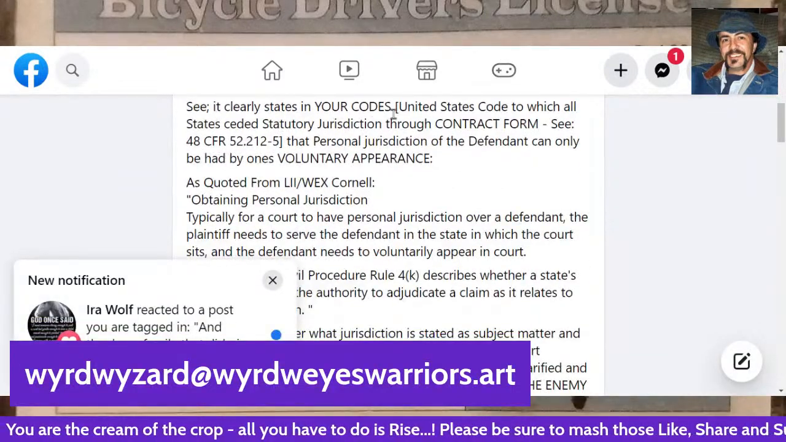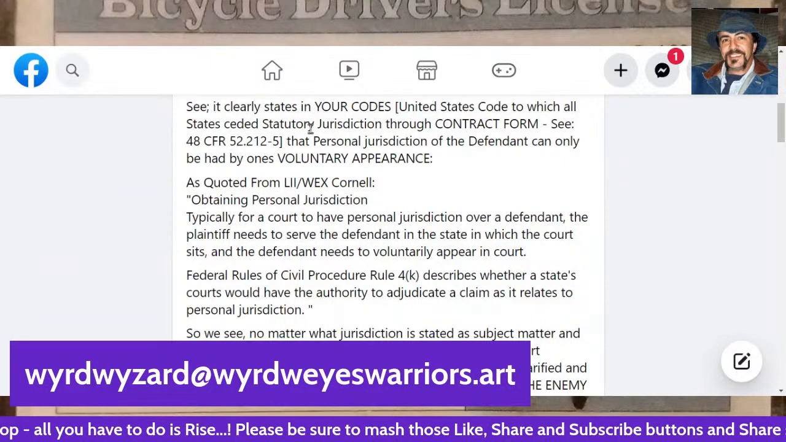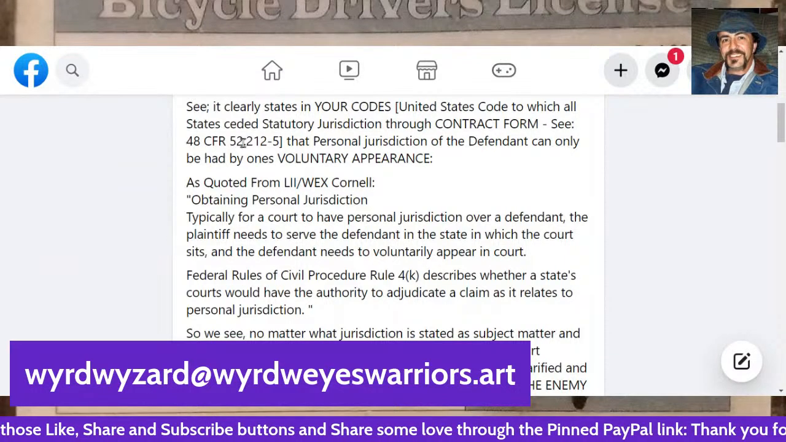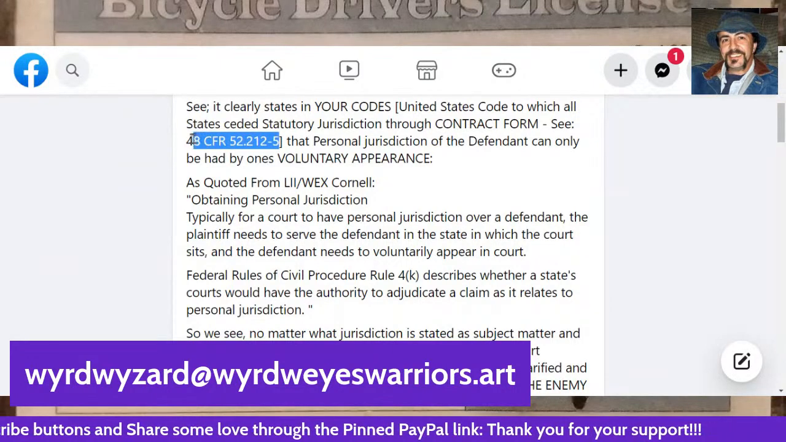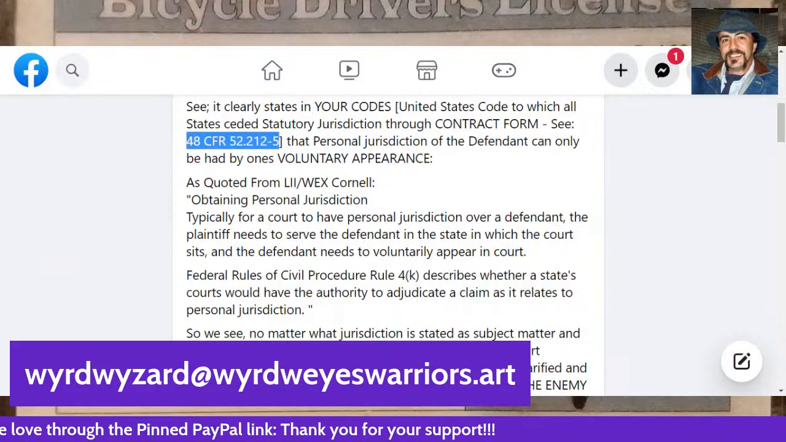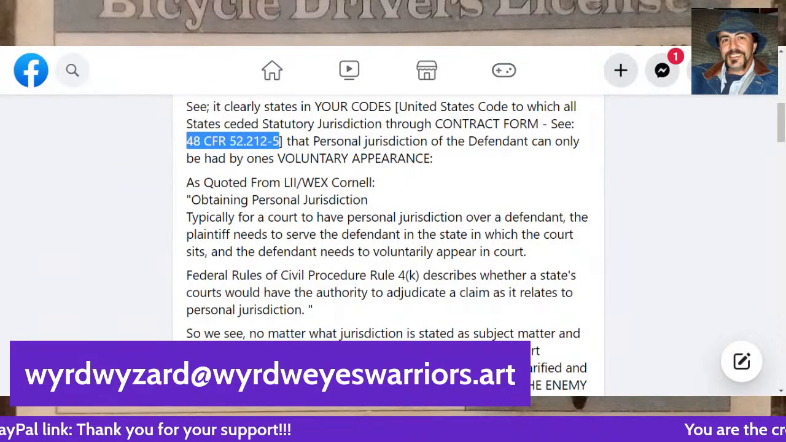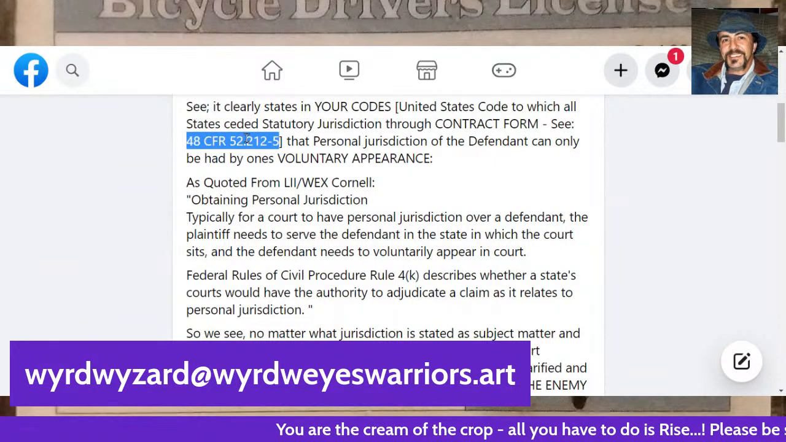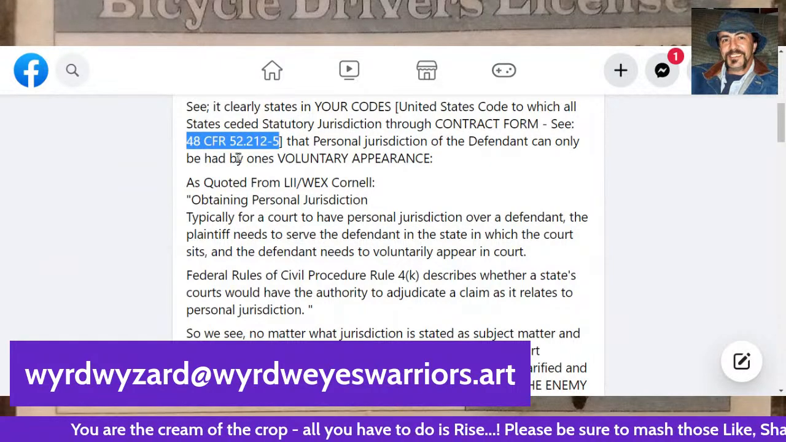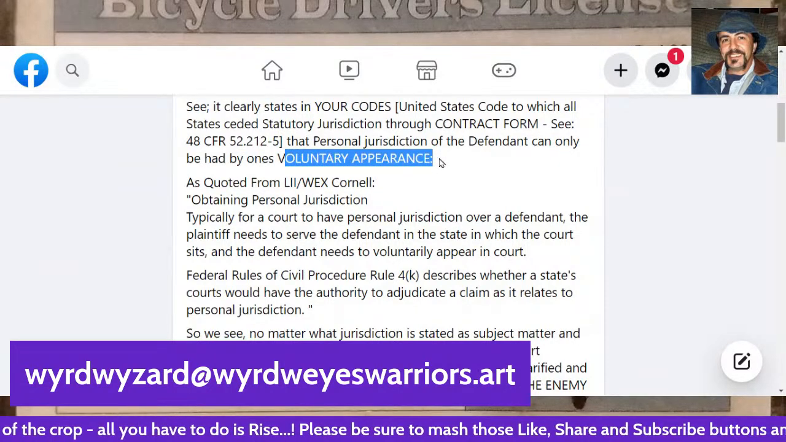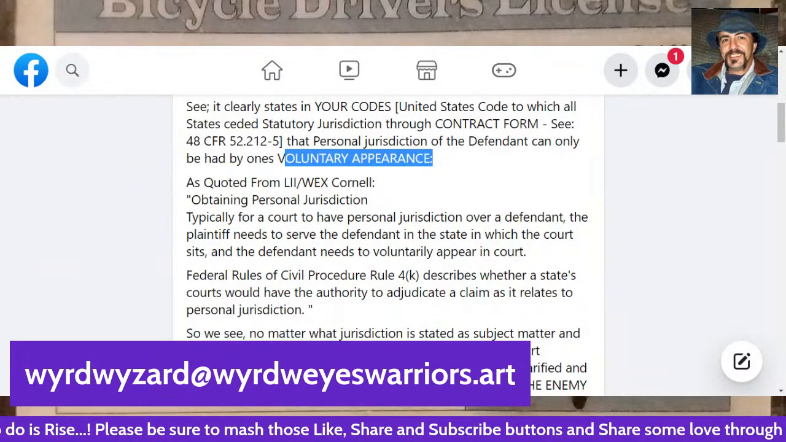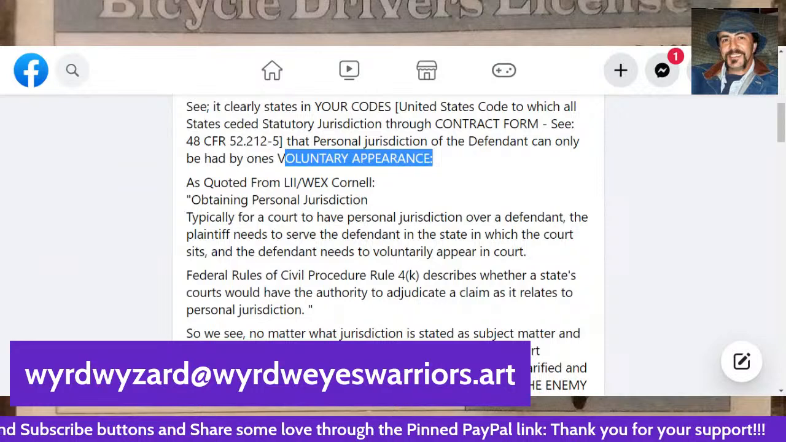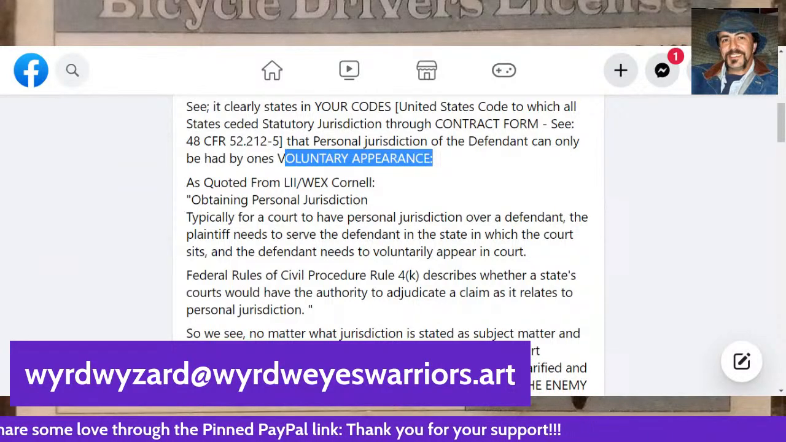See, it clearly states in your codes, United States Code, to which all states ceded their statutory jurisdiction through contract form, 48 CFR 52.212-5, that I just quoted, contract terms and conditions required to implement statutes executive orders - commercial item or commercial services, commercial products. That personal jurisdiction of the defendant can only be had by one's voluntary appearance. So even if they served you in the state in which the court sits, you still have a choice. Just because they served you doesn't mean that their demand that you show up in their court is valid.